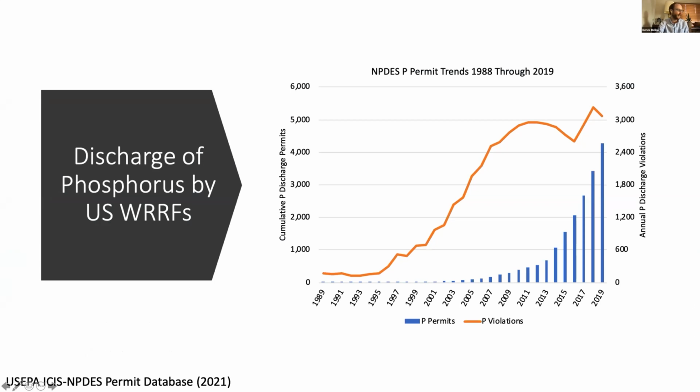In the United States, the National Pollutant Discharge Elimination System regulates the discharge of phosphorus from water resource recovery facilities, or WRFs, which is where our municipal wastewater is treated. Shown in this graph on the right, over the last several decades, discharge of phosphorus from WRFs is being increasingly regulated, while in the orange line, we are seeing a high level of violations even on a per permit basis. So there's obviously a disconnect between the professional practice of designing and implementing biological phosphorus removal and the actual outcomes that we see in the field.